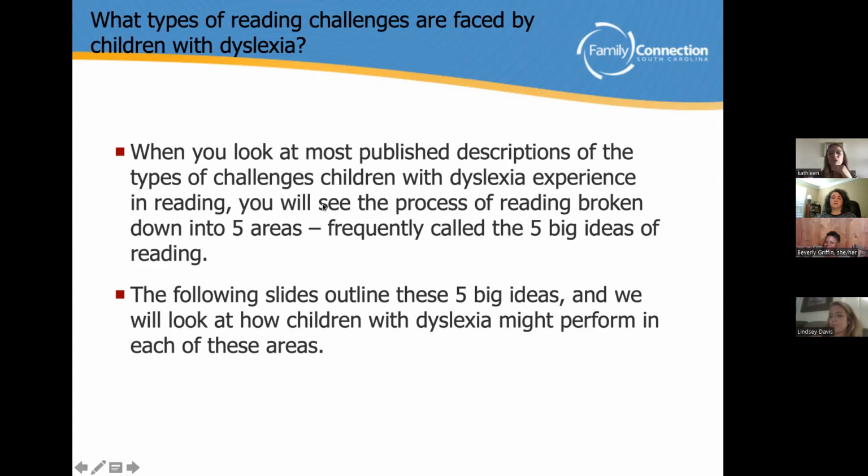When you look at most published descriptions of the type of challenges kids with dyslexia experience, you will see reading broken down into 5 areas. This is frequently called the 5 big ideas. The following slides outline these 5 big ideas, and we'll look at how children with dyslexia might or might not have difficulty in each of these areas. I do want to say that we're looking at these separately, okay?